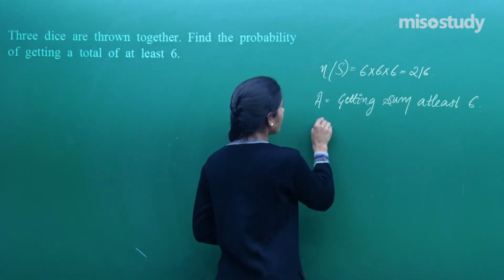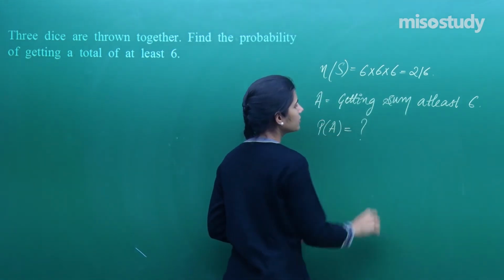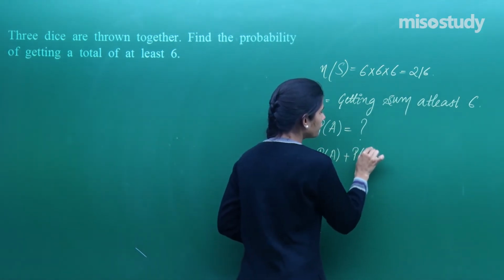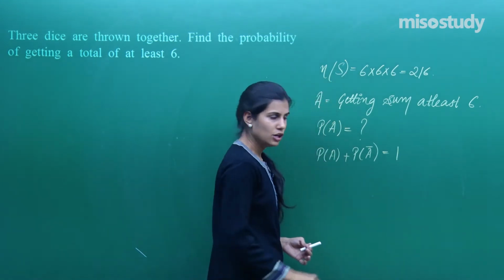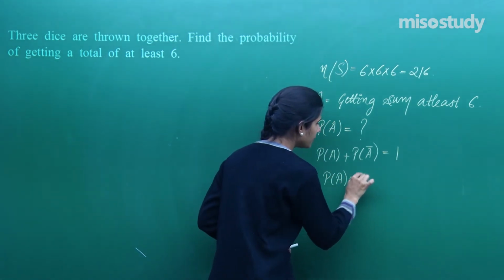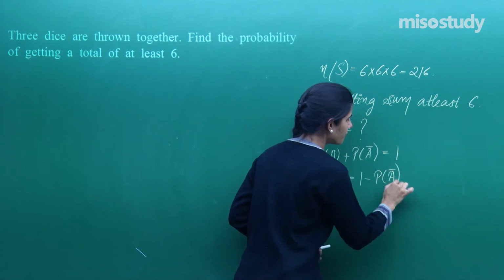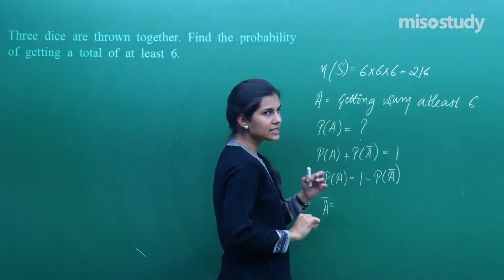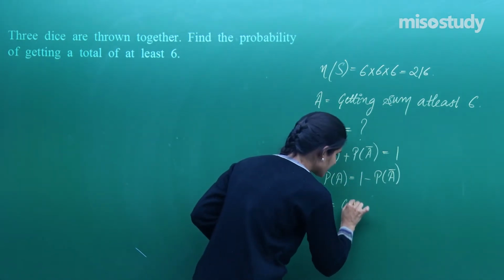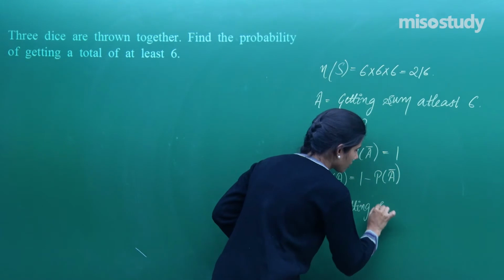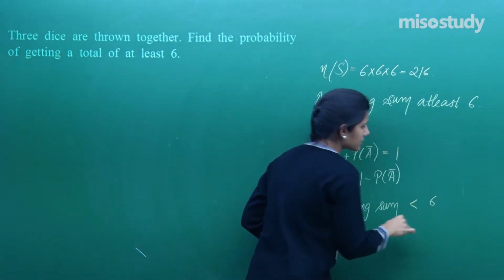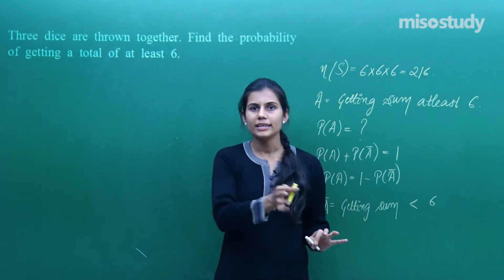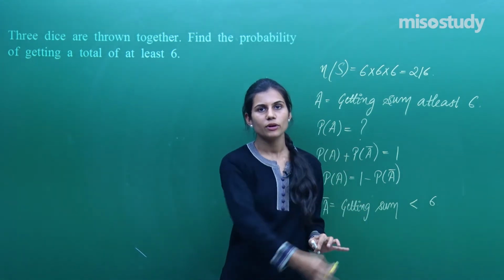My aim is to find the probability of A. I know probability of A plus probability of not A is 1. So probability of A can also be obtained by subtracting probability of A bar from 1. So let's compute probability of A bar. First of all, what is A bar? If A is getting sum at least 6, this means getting sum less than 6. Now the minimum outcome you can get on the 3 dice is 1 each.